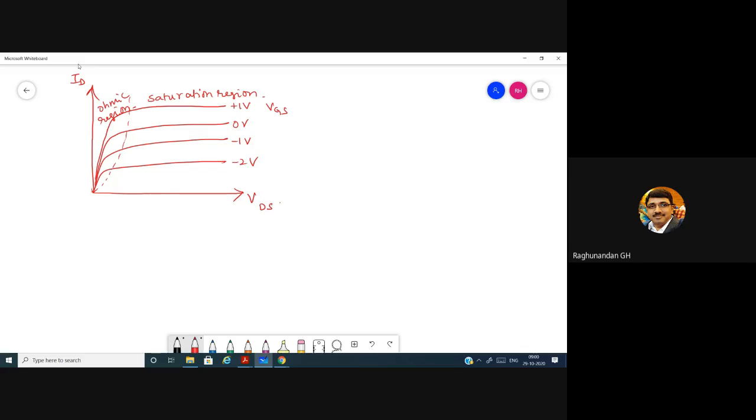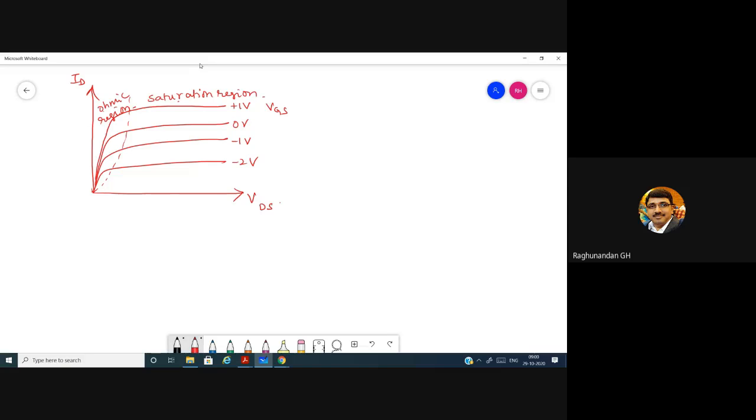Cutoff region will not be there in this case. Breakdown region will also not be there, because the construction of the MOSFET is in that fashion, so it will not lead into breakdown region. So we will not worry much about the breakdown region. So you will be having ohmic region and saturation region.